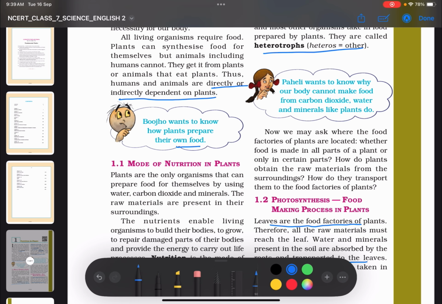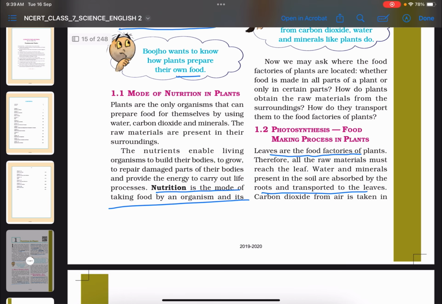Mode of nutrition in plants. Now, let's study 1.1 Mode of nutrition in plants. Plants are the only organism that can prepare food for themselves by using water, carbon dioxide, and minerals. The raw materials are present in the surrounding. The nutrients enable living organisms to build their bodies, to grow, to repair damaged parts of their bodies, and provide the energy to carry out life processes.